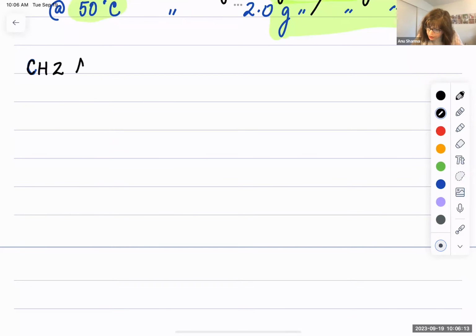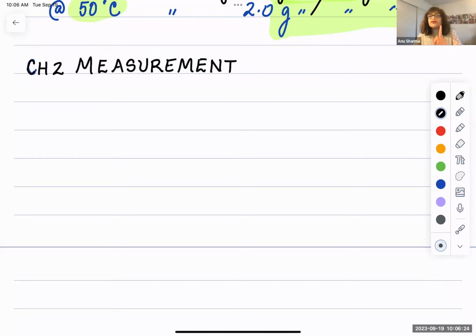Now, chapter 2, measurements. Now, what is important here? As I told you, significant figures are the most important thing. Now, some students, you are still learning.